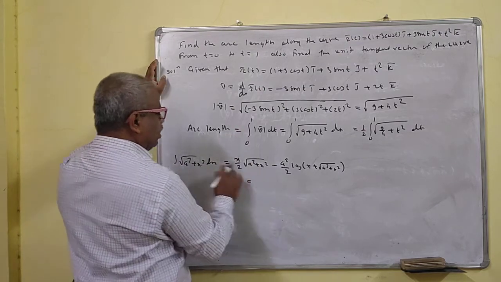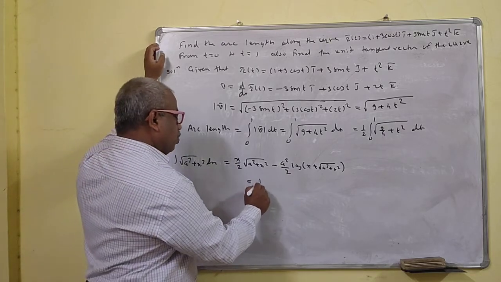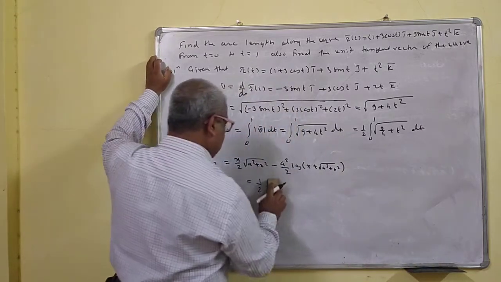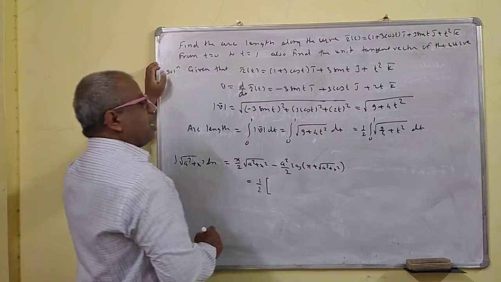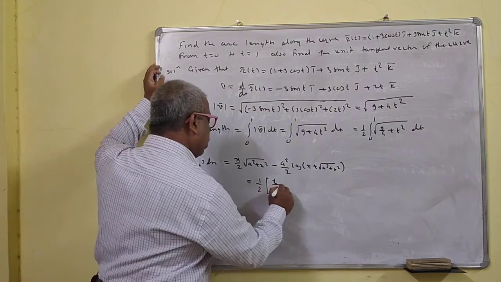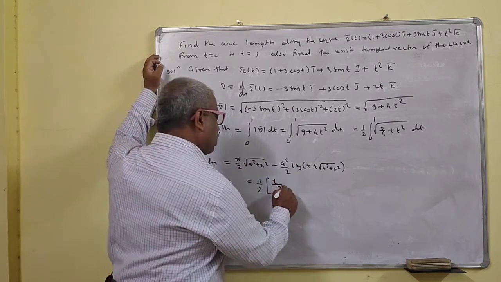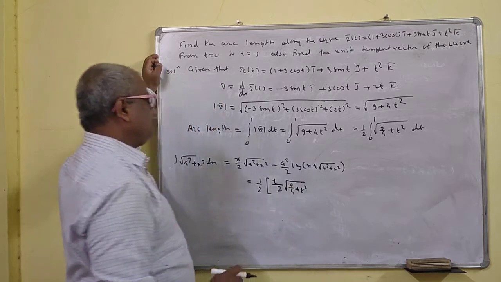So I will write the formula here, keeping it for you. Then it is 1/2, integration from 0 to 1. Now we are integrating this, x by 2, where your x is t here, so t by 2, and whatever the quantity under the root will be the same, plus t square.